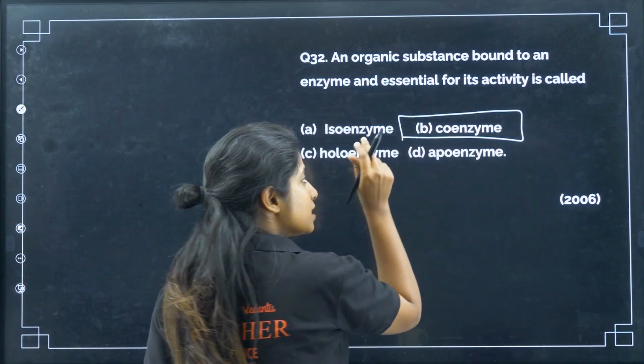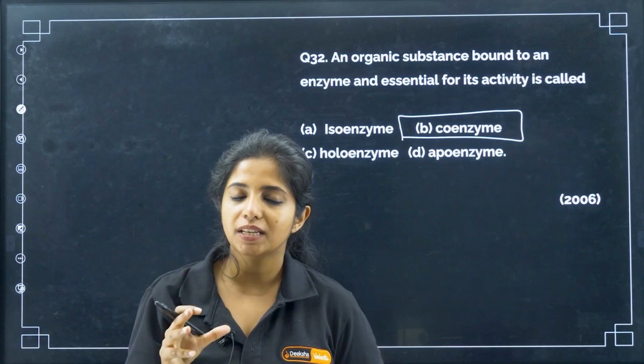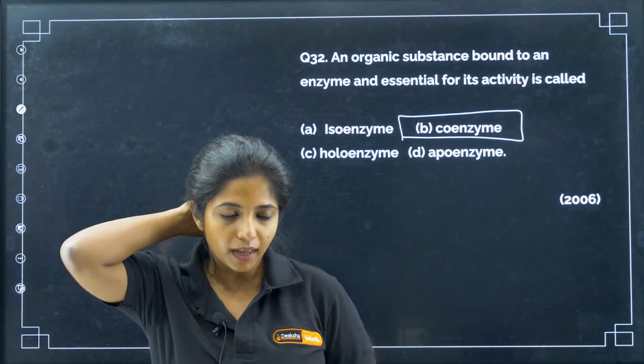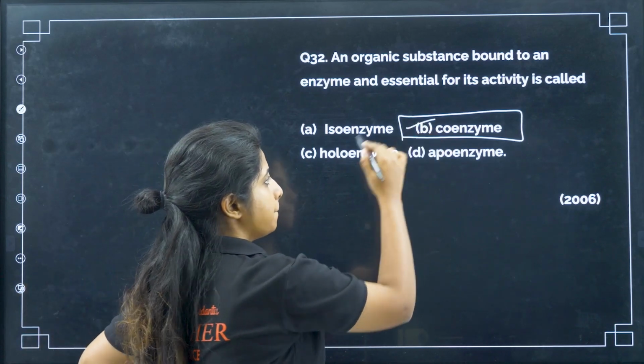Coenzyme. So coenzyme, I told you, is not made up of protein. Coenzyme is an organic substance that is bound transiently for some time, and that is really essential for the working of the enzyme. So your answer will be B.